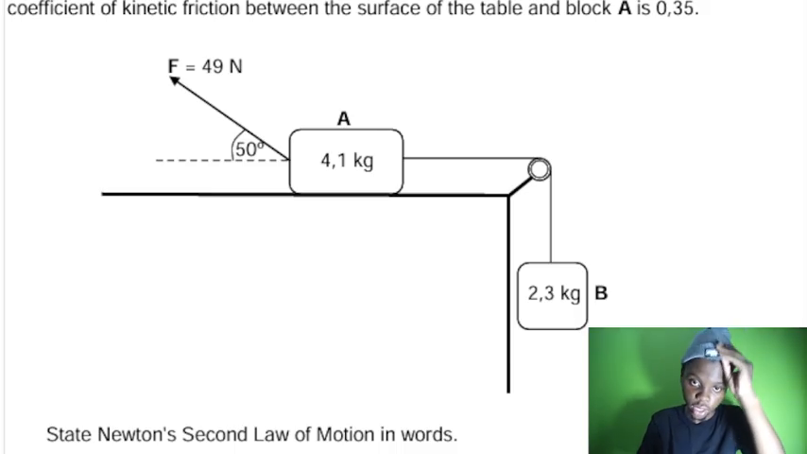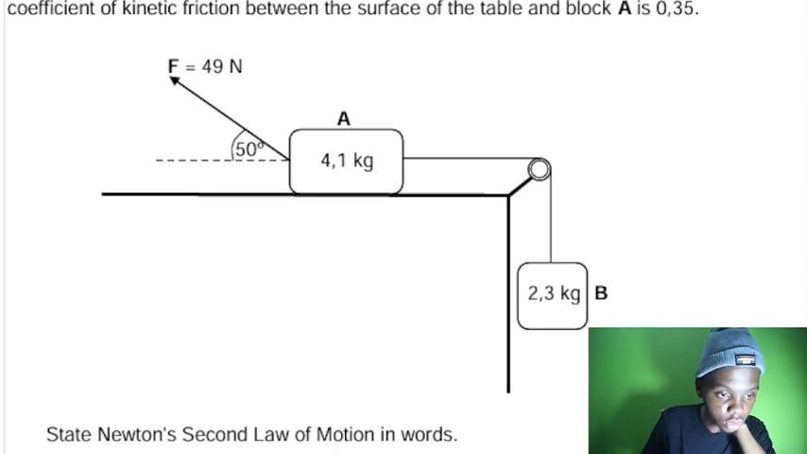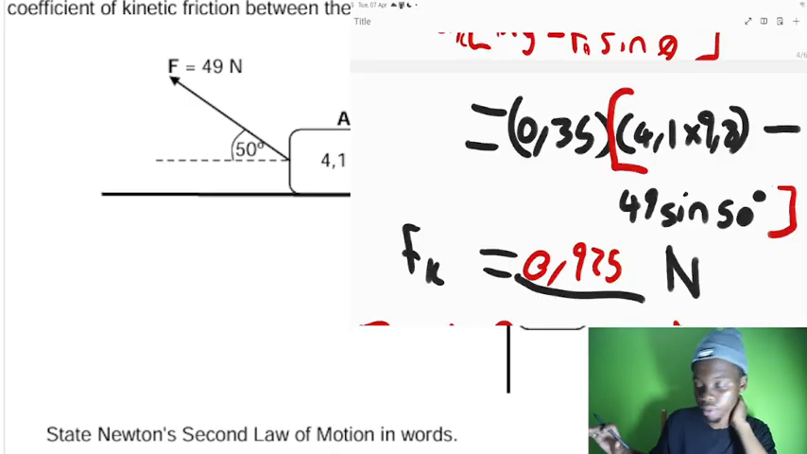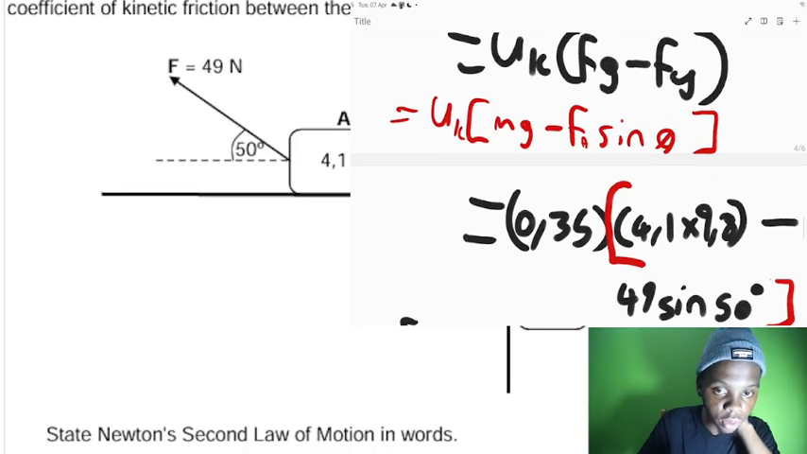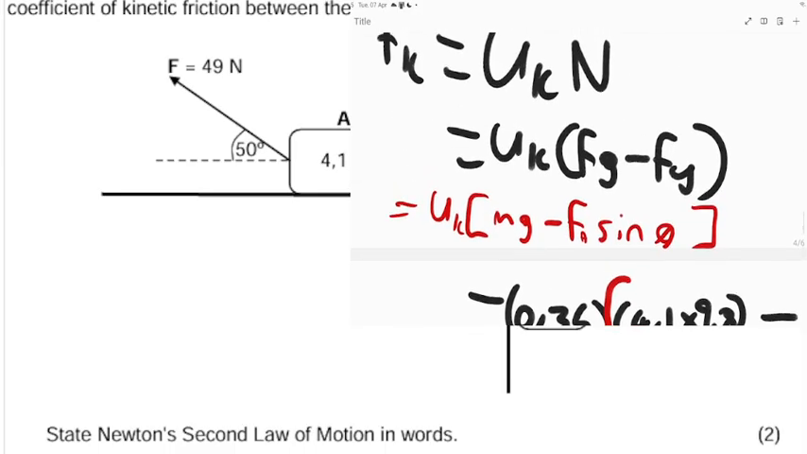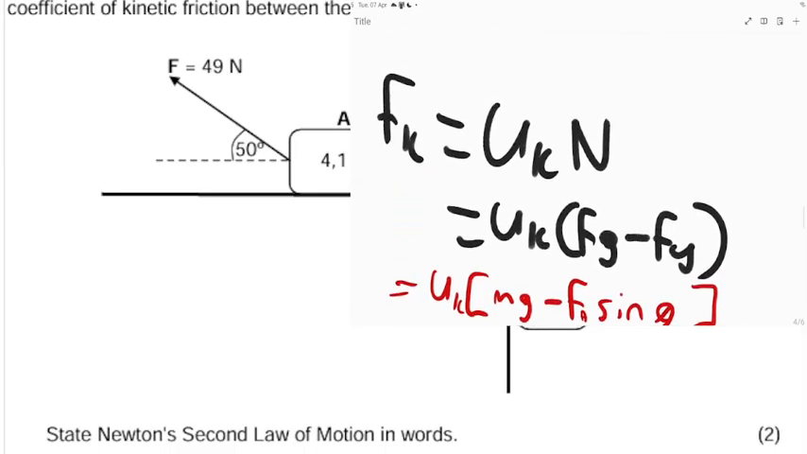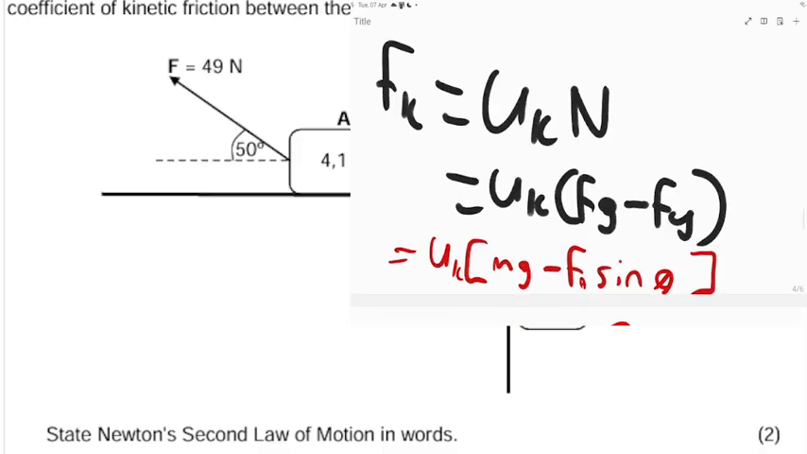So when I calculate the, oh, this is not showing, sorry. So basically this will be for the, this will be my, basically my FK. My FK will be UK times N, Fg minus Fy.